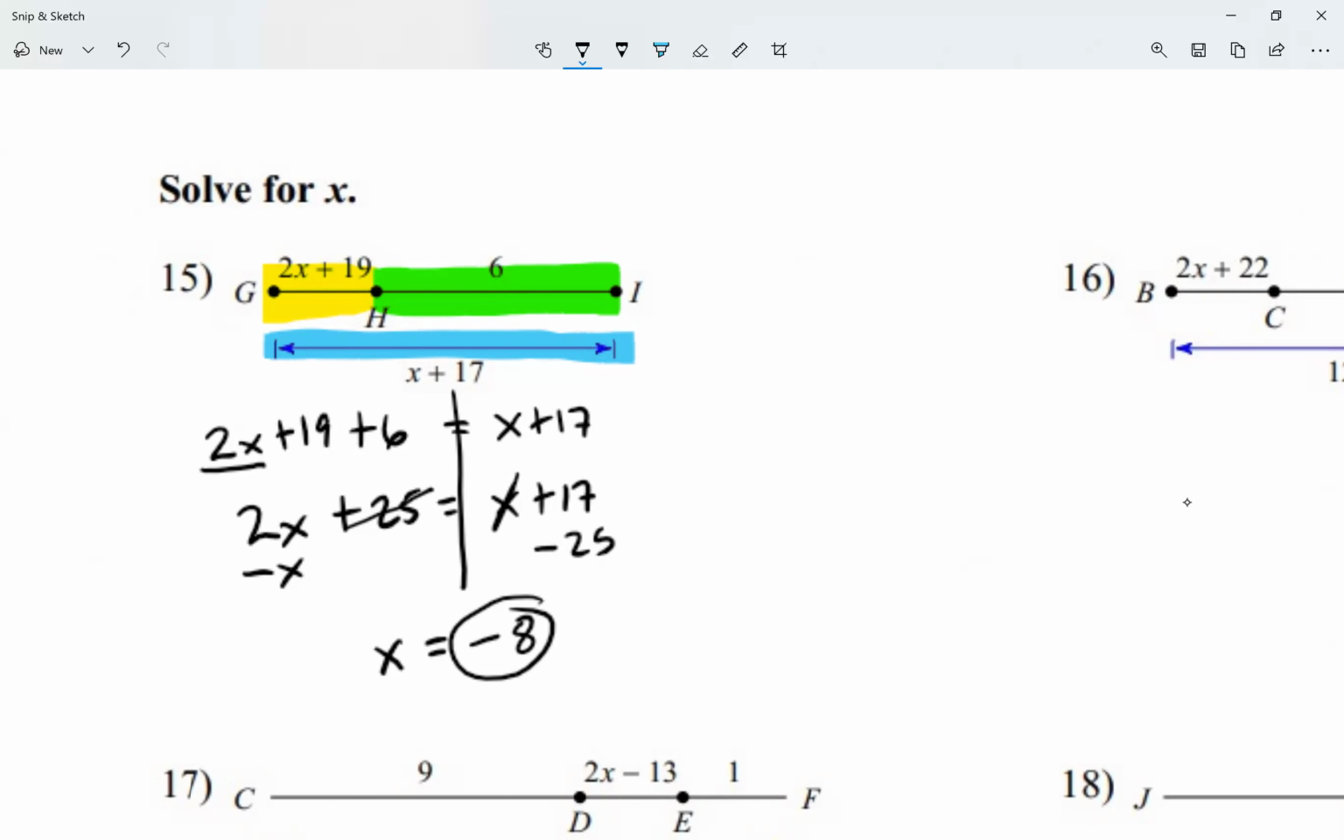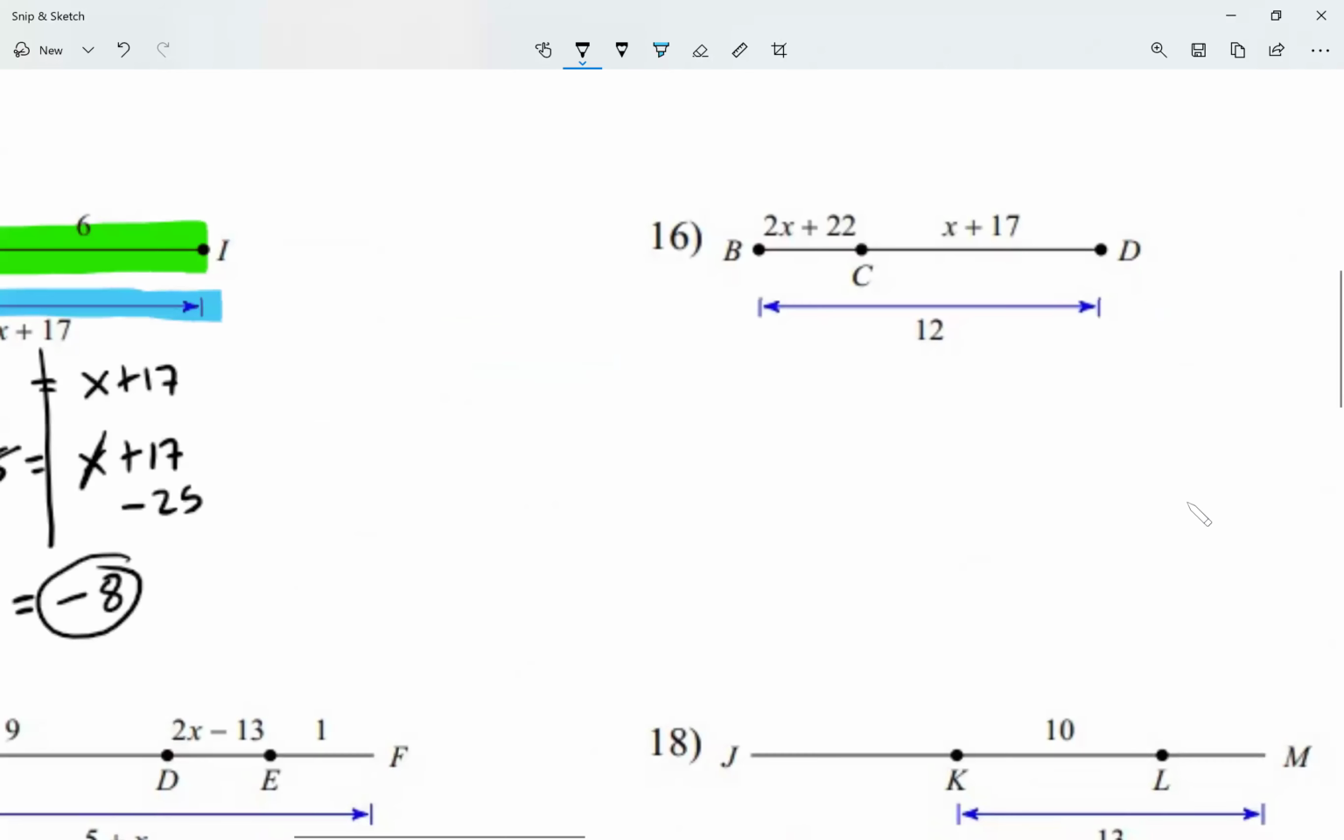Now, one thing before I move on to question number 16. We finished with x equals negative 8. X was by itself. If x was not by itself, there was a number in front of it, technically there is a 1, but if there was another number in front of it, I will divide by that number. We're going to see it in number 16 right now.